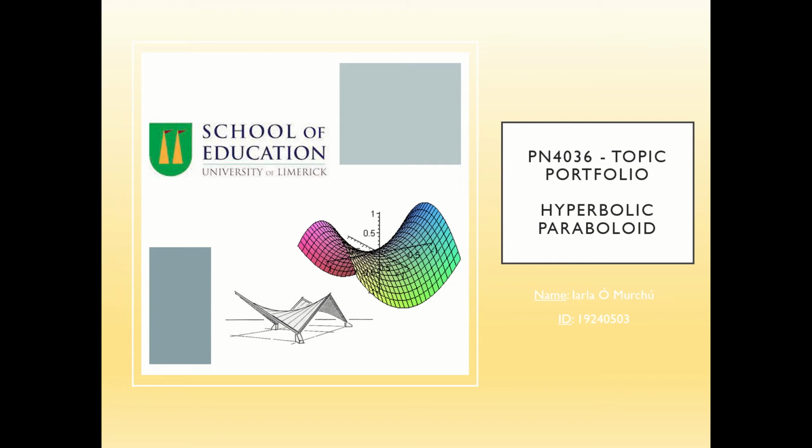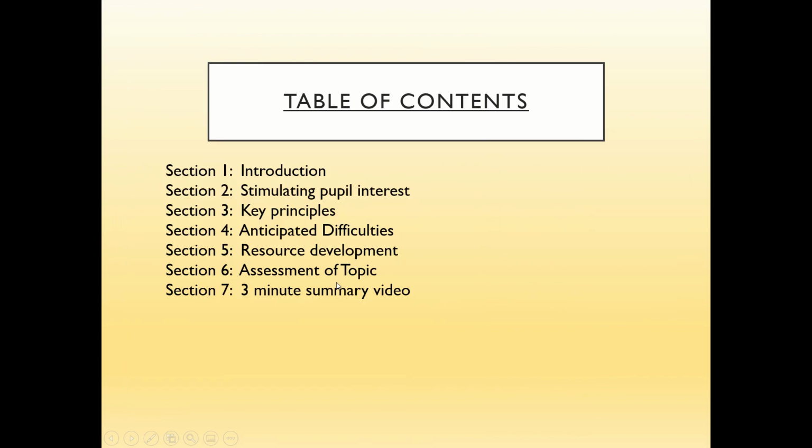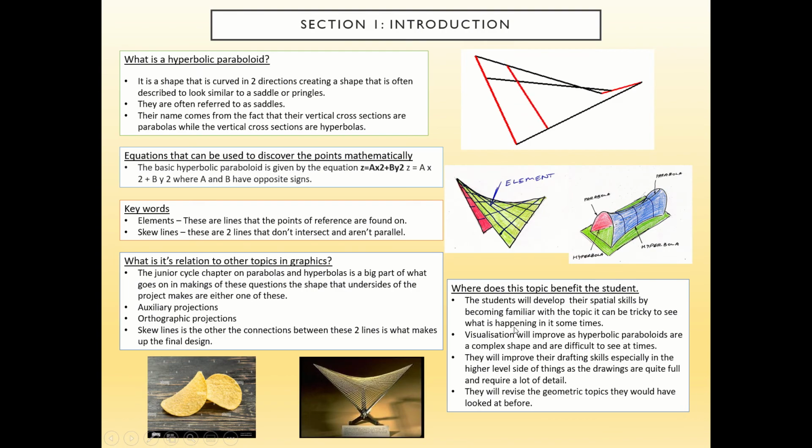19240503. So the topic I was doing for my digital topic portfolio was the hyperbolic paraboloid. The six sections were the introduction, stimulating people's interest, key principles, anticipated difficulties, resource development, and assessment of topic, and then I'm doing the video here now.